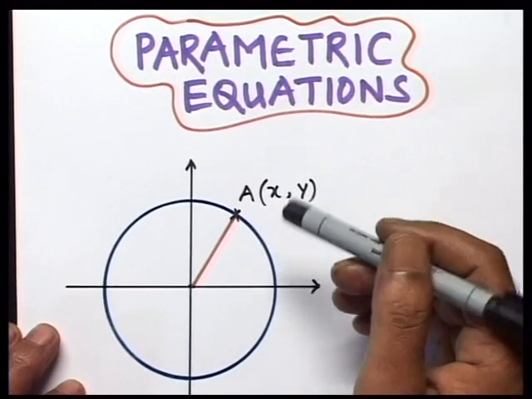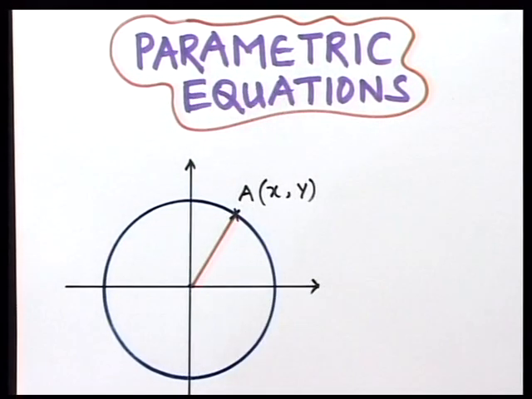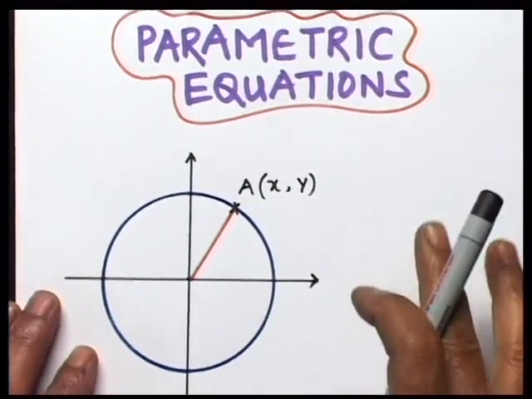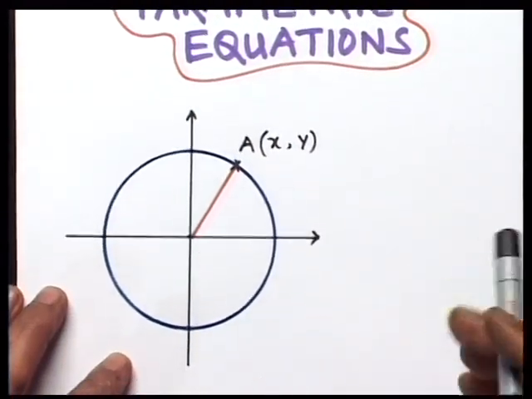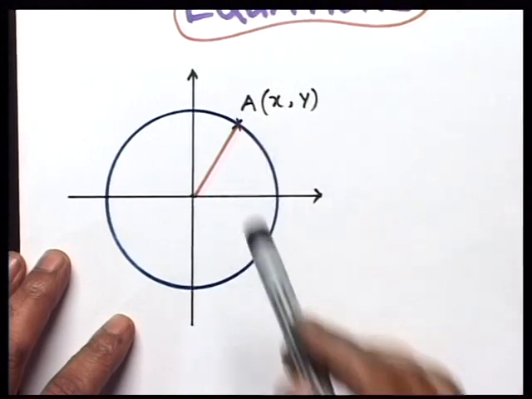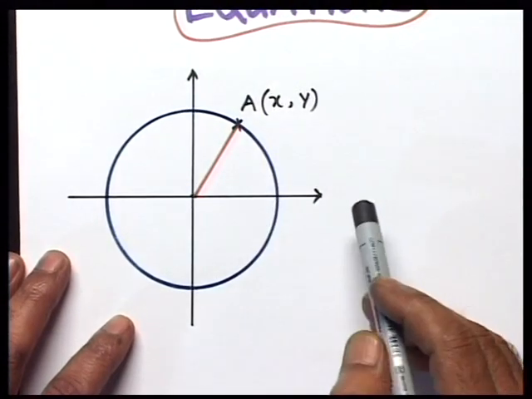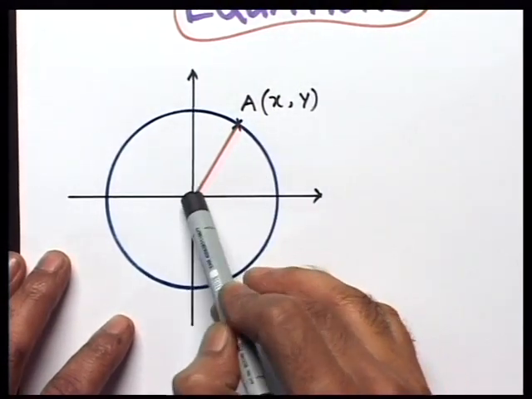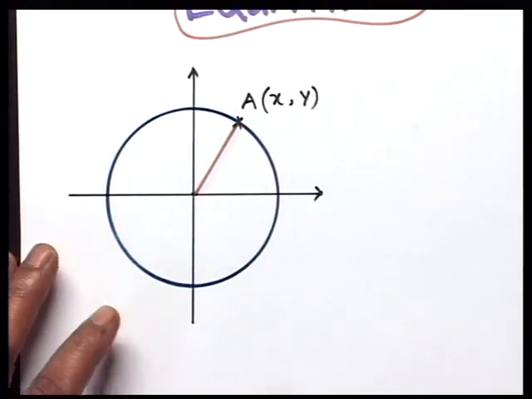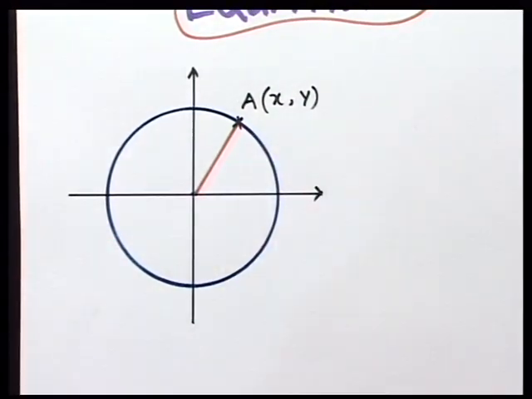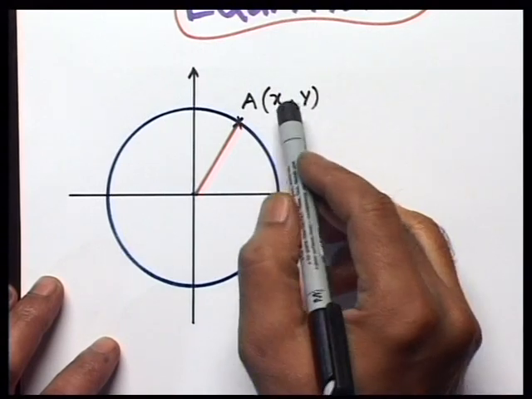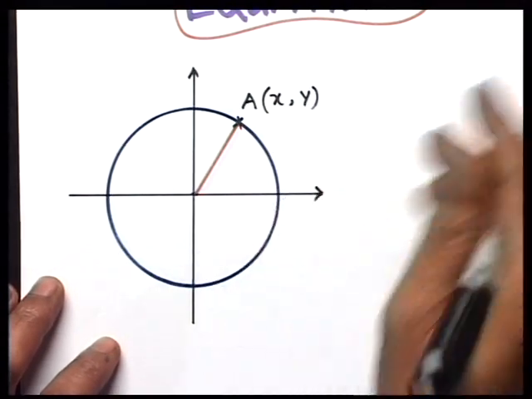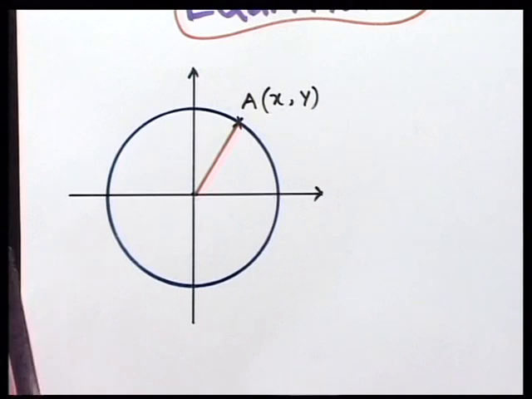Let's understand the meaning of parametric equations first, and then we solve these sums based on that. I have drawn a circle here, with center 0, 0, and a point there, x and y. Our aim is to find the x and y values in terms of an angle, say, right?